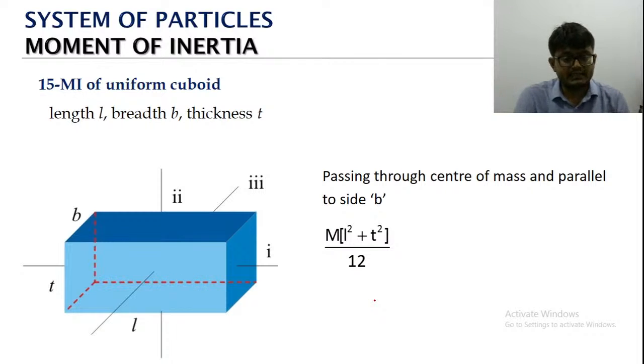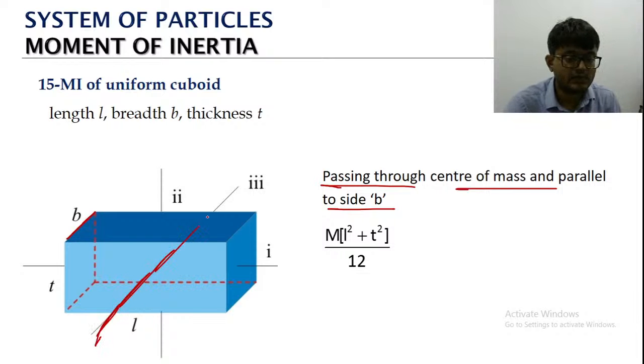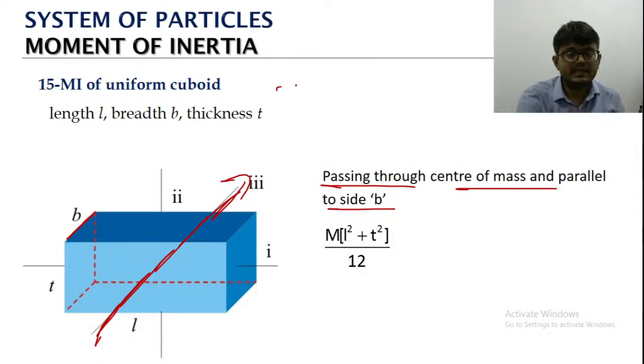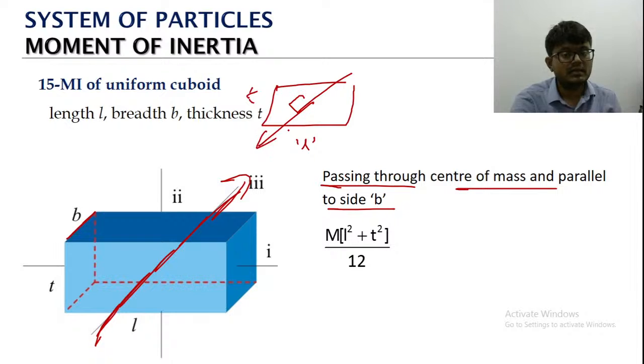Similarly, take an axis passing through the center of mass and parallel to side B. This is side B, and this is the axis we are choosing. If you compress it, the entire thing becomes a sheet with length L and the other dimension T. Here also the axis passes through the center and is perpendicular, like a rectangular sheet. What is the formula? M into L square plus T square by 12.